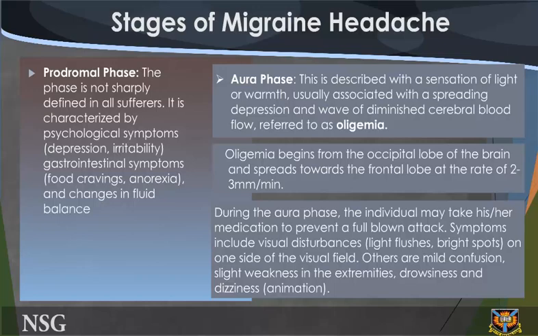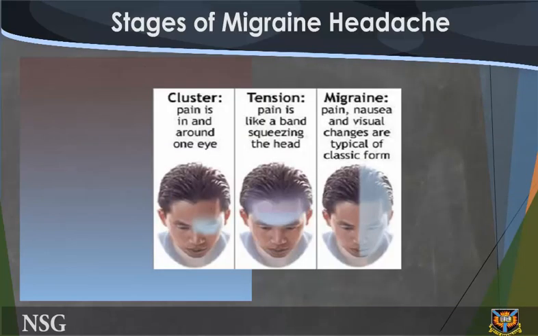Symptoms include visual disturbances, light flashes, bright spots on one side of the visual field. Others are mild confusion, slight weakness in the extremities, drowsiness and dizziness. Cluster: pain is in and around one eye. Tension: pain is like a band squeezing the head. Migraine: pain, nausea, and visual changes are typical of the classic form.